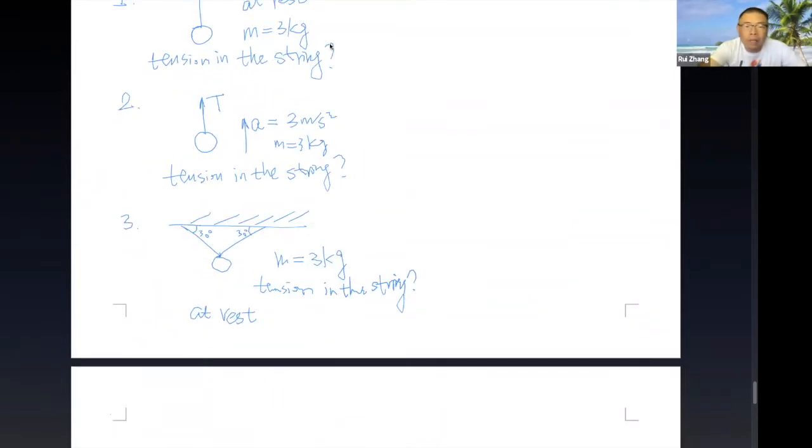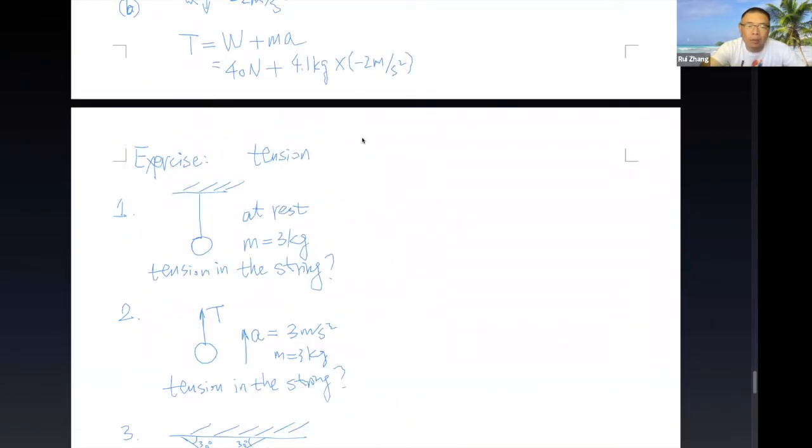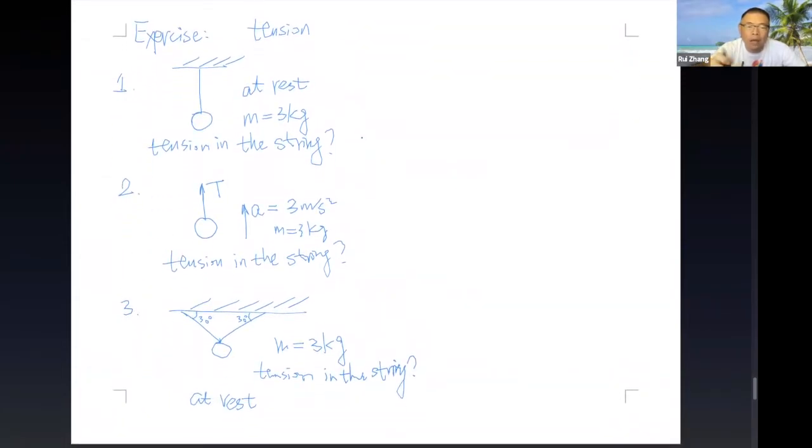Okay, so let me talk about this together. I'm sorry, my son is next to me. He wants to get some help with his math problem, so I was distracted a little bit by him.